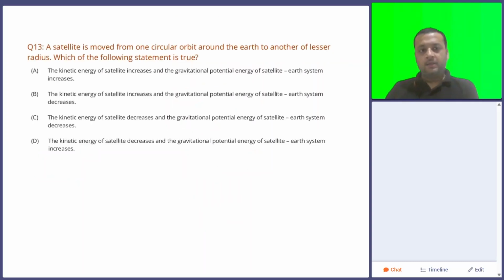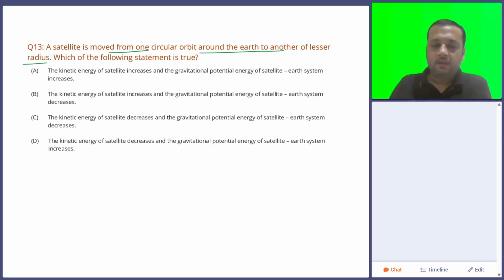Okay. In question number 13, what is happening? A satellite is moved from one circular orbit around the Earth to one of lesser radius. We have to comment upon whether the kinetic energy will increase or decrease, and whether the potential energy will decrease or increase. Now, very easy question. If you try to understand, the kinetic energy is given by GMm by 2R. This is the formula of the kinetic energy of a satellite.